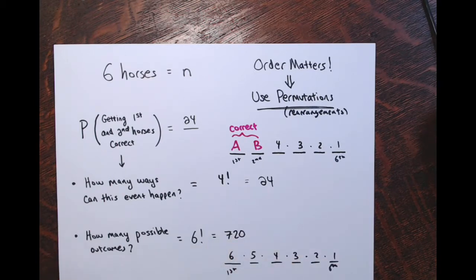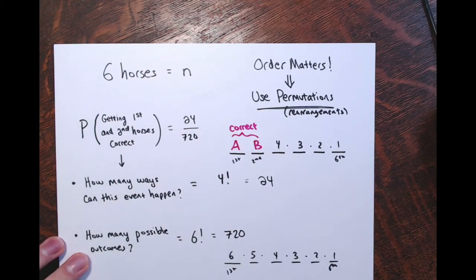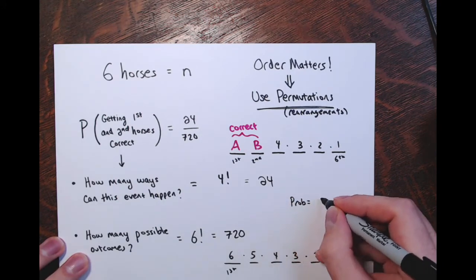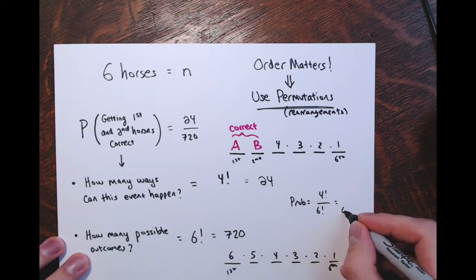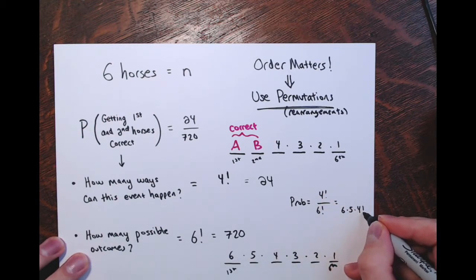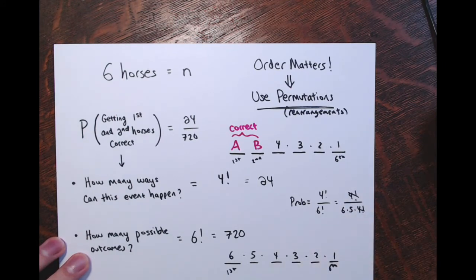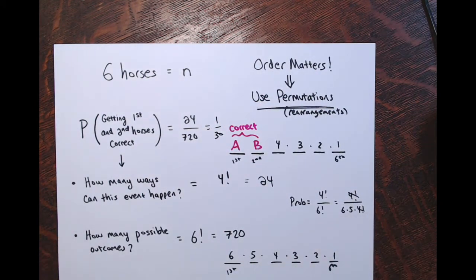6 times 5 times 4 times 3 times 2 times 1. So 24 divided by 720 is the probability. Now I could simplify this pretty easily. The probability was 4 factorial divided by 6 factorial. Remember, 6 factorial is just 6 times 5 times 4 factorial, and then the 4 factorials cancel, and I'm left with 1 over 6 times 5, which is 1/30th. So 24 over 720 reduces to 1/30th. And they asked us to enter the answer as a simplified fraction.